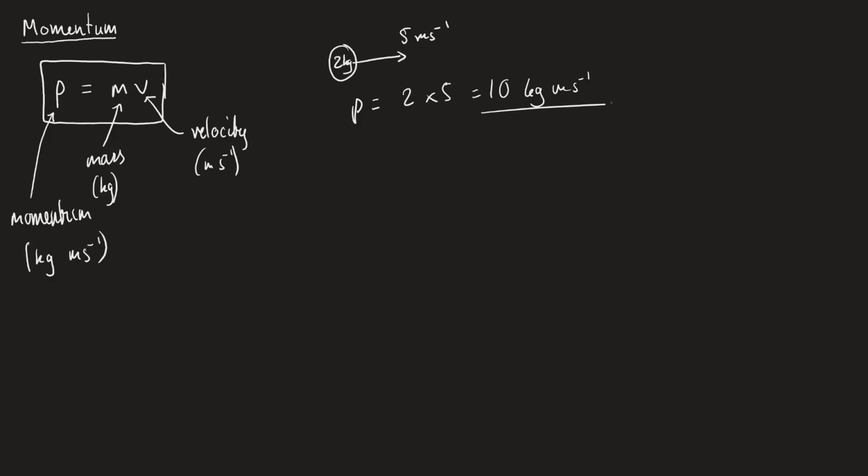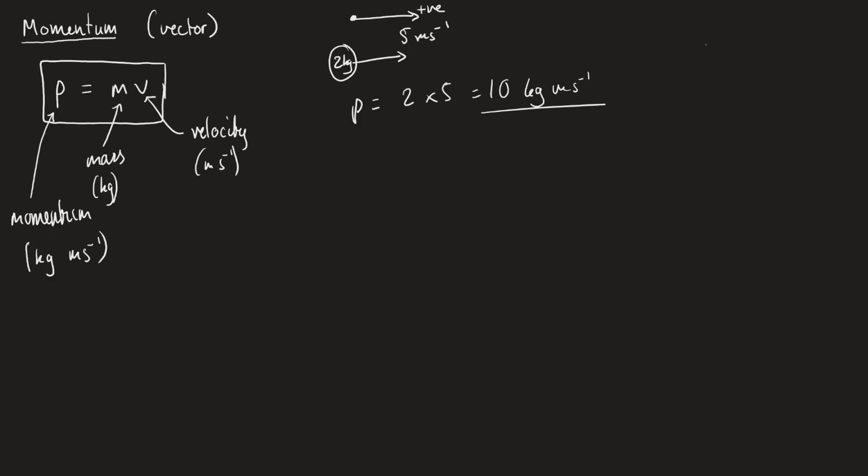So the first thing we have to make sure we understand is that because velocity is a vector, notice how I drew this arrow for a direction, momentum is also a vector. Okay, so it does matter what direction it's moving in. So like before in all the forces questions, we had to define a direction to be positive. I have defined this direction to be positive.